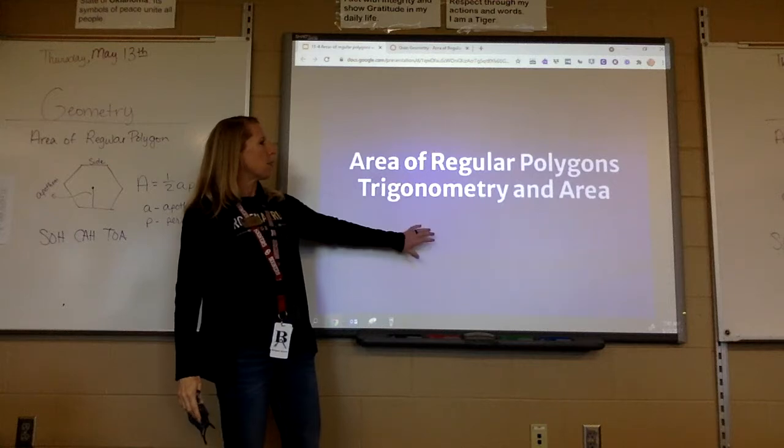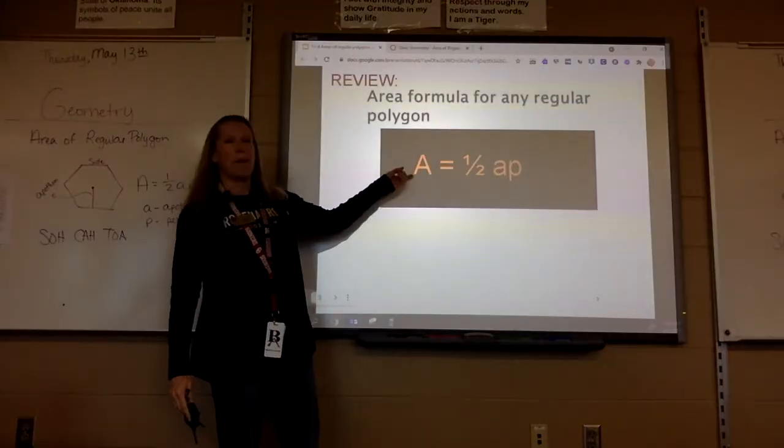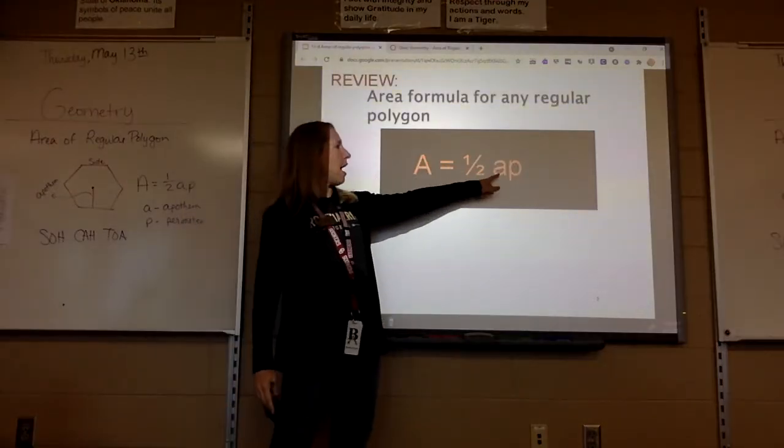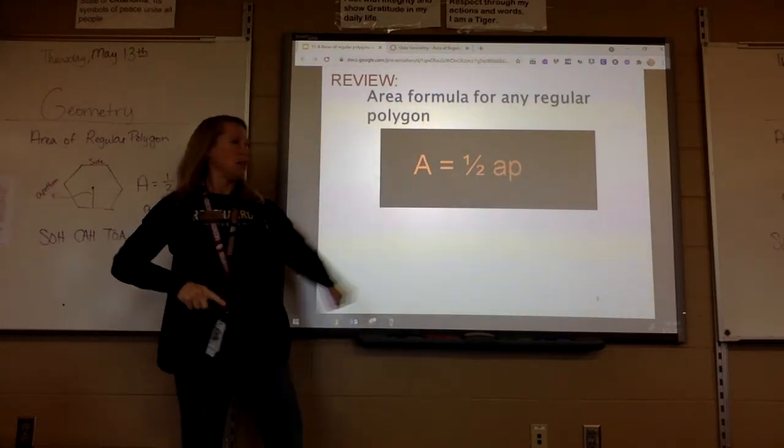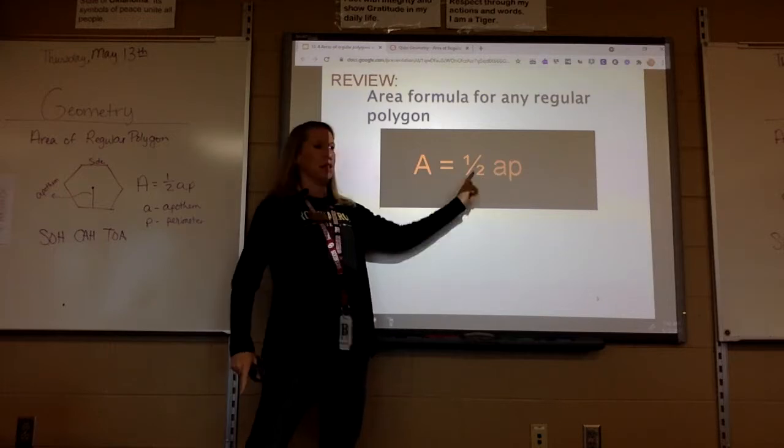So area of regular polygons, remember the formula. It's 1/2 apothem times perimeter. So I always find the perimeter first, take that number times the apothem and then divide by 2.